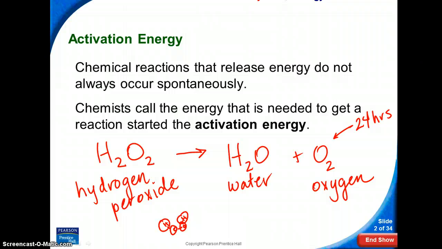We can do it faster with the help of an enzyme. What it does is the enzyme will change its activation energy. That means it doesn't need to put in so much energy to break it apart, because the enzyme actually helps break it apart. We're going to look at exactly what that looks like, so let's move on to the next slide.